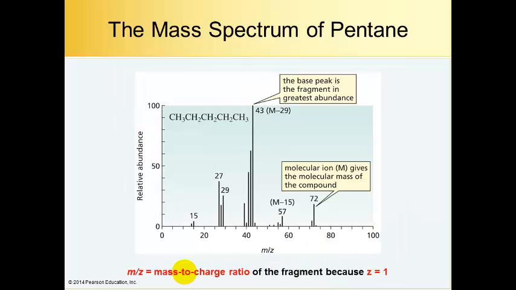Here's a typical mass spectrum of pentane. Remember, pentane has 5 carbons and it's completely saturated. Now, the M+ peak, which would be the molecular weight, is 72. So the M+, or the molecular ion peak, is 72.